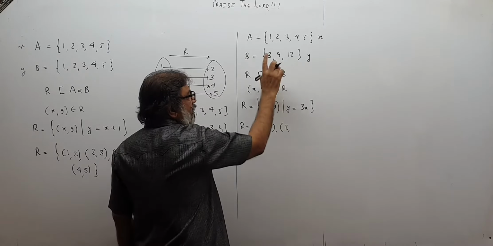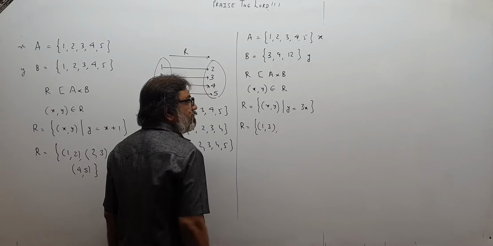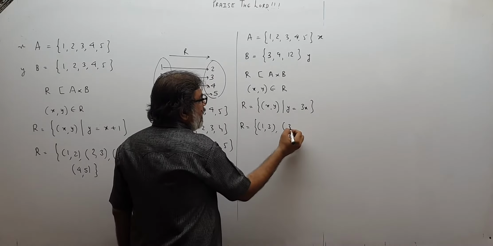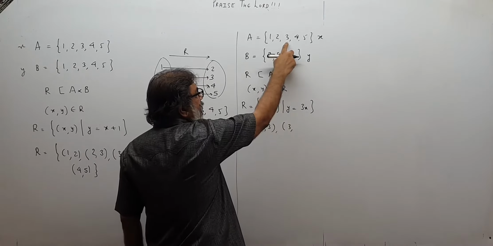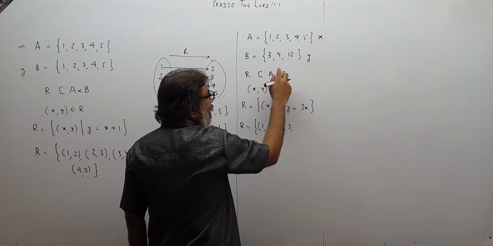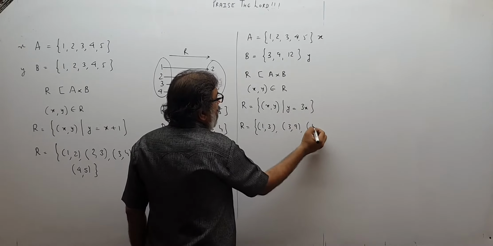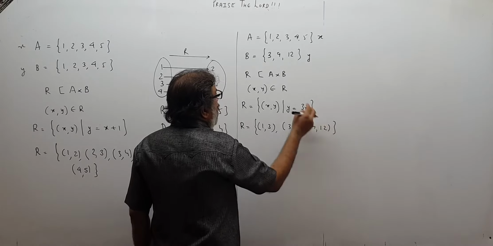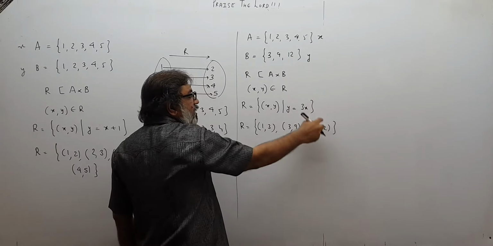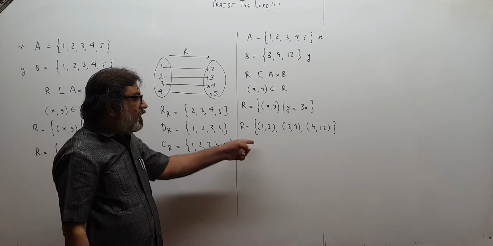6. 6 is not there, so 2 cannot come here. If I take x as 3, then y equals 3 into 3, 9. 9 is present, so (3, 9) can come. And then (4, 12) can come. But x is 5, then 15 is not here, so (5, 15) cannot come. So R contains only these elements.